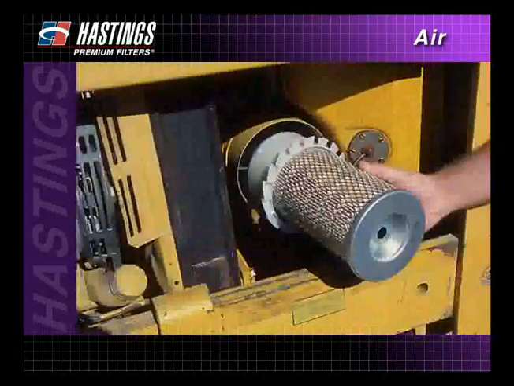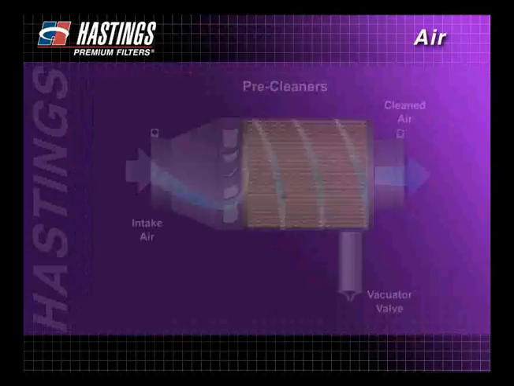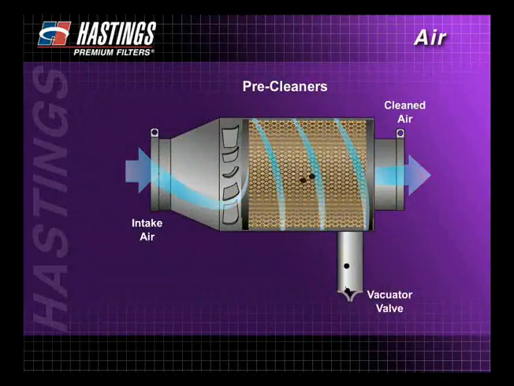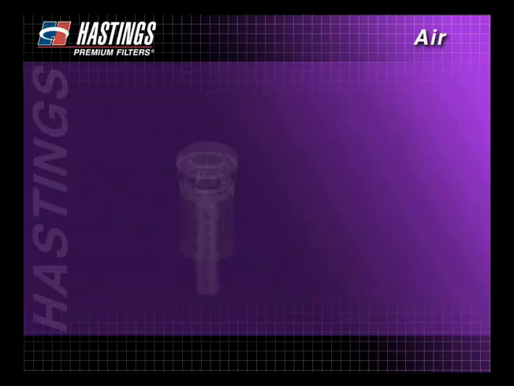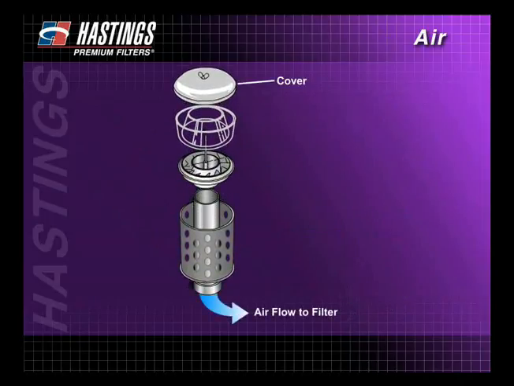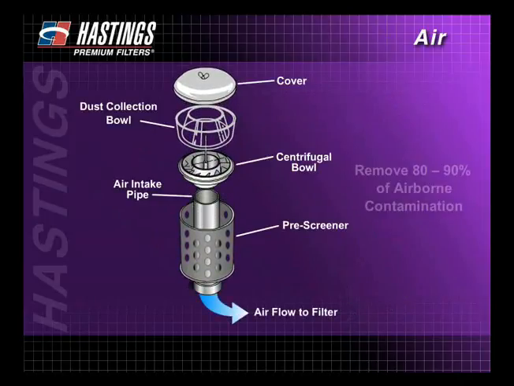In many heavy-duty applications, a separator or pre-cleaner is included. The pre-cleaner works to separate heavier particles from the air and can be designed as an integral part of the primary filter, as shown here. It can also be built in or attached to the filter housing. Pre-cleaners can remove 80 to 90% of airborne contamination before it reaches the filter.